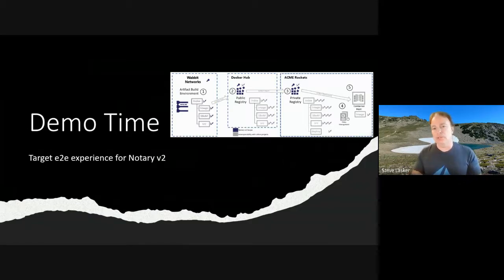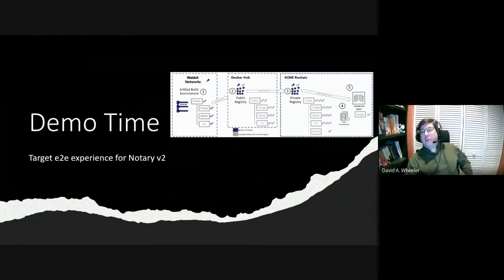What the Notary V2 model is, it's signing the digest of the manifest. So as long as the manifest is the same, and the layers that it references are the same, you're good to go. Well, if you're pulling in different components, then it is different, and it should be. It should produce a different result.